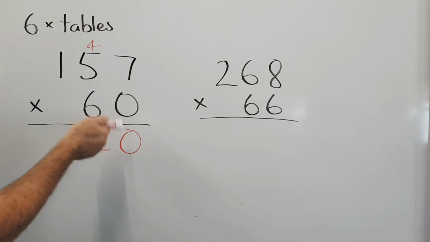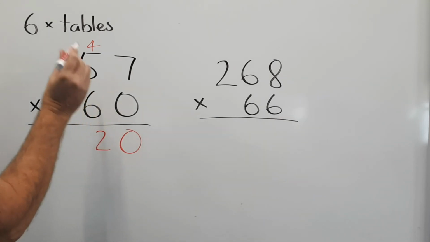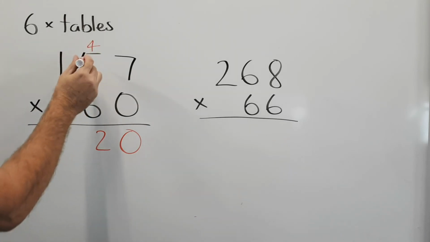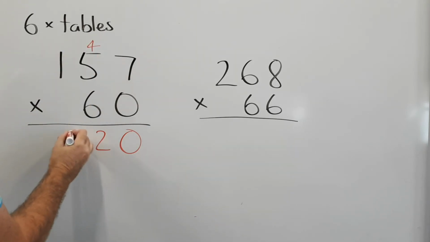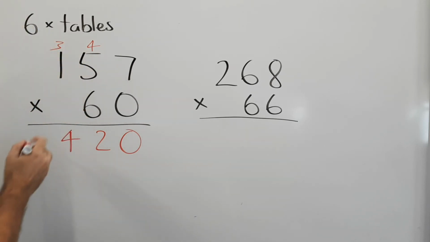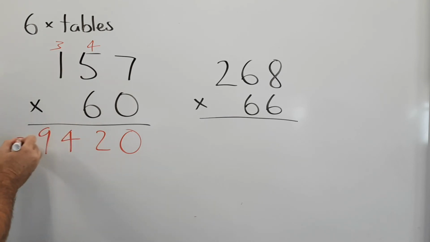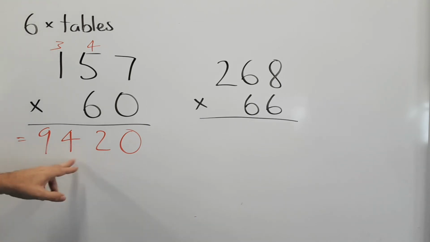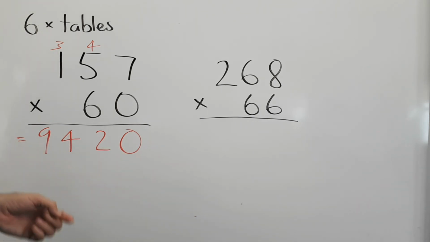And we've already done our first calculation. 6 times 5 is 30. 30 plus 4, 34. 6 times 1 is 6. Plus 3 is 9. Sorry, jumping ahead of myself there. My answer there, 9,420. Big number straight away because it's multiplied by 60. It's going to be big, isn't it?